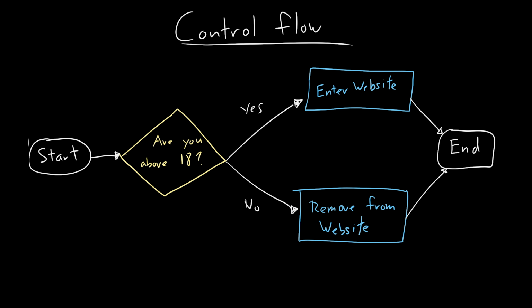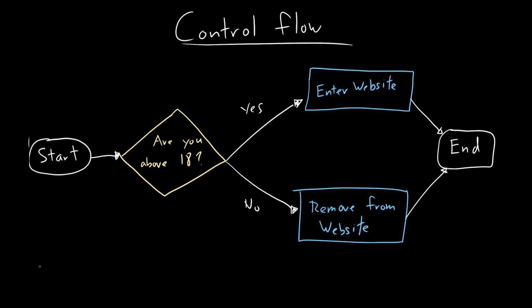So imagine if you own a website and you only allow people who are above 18 to register for the website. So what kind of control flow would you have? Well, first you start over here, and then depending on if they are over 18, if they are, then you allow them to enter the website. If not, then you remove them from the website. End.